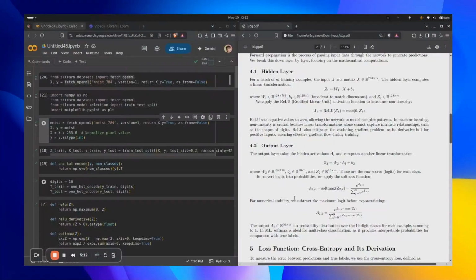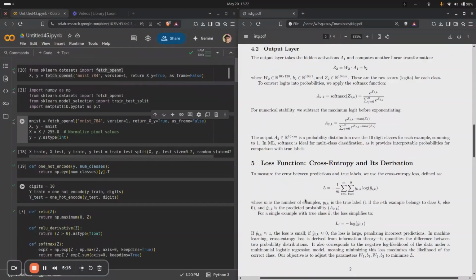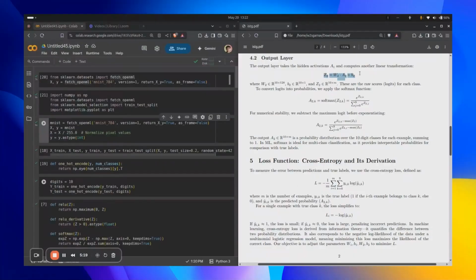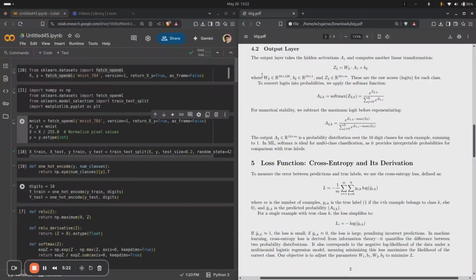Now coming to the output layer. The output layer takes the hidden activations A1 and computes another linear transformation, where W2 and B2 are given and Z2 is computed. These are the raw scores, logits, for each class. To convert logits into probabilities, we apply the softmax function as shown over here.